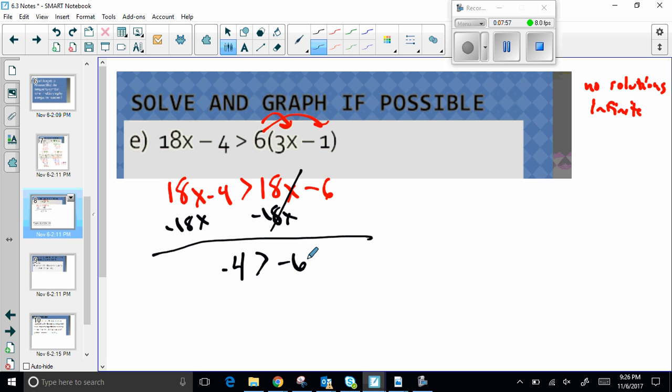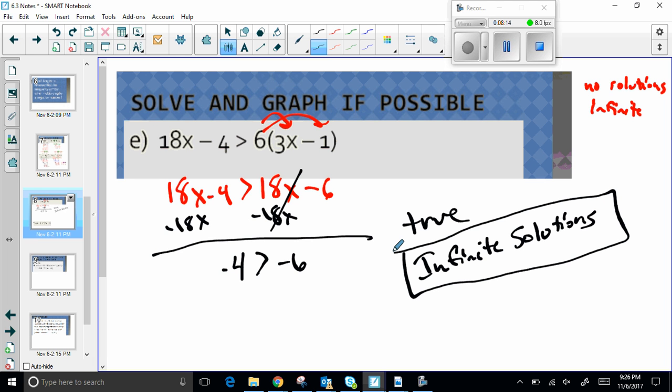Okay, is this true? Yes, it's true. So, what did we learn about this? There must be infinite solutions. But I have to read the inequality as such. So, originally, if this would have said negative 4 is equal to negative 6, that's just not true. If this was an equation, this would be no solutions. However, negative 4 is actually greater than negative 6, so there are infinite solutions here. Okay, so you got to take a look at it and evaluate and see if it is actually true.